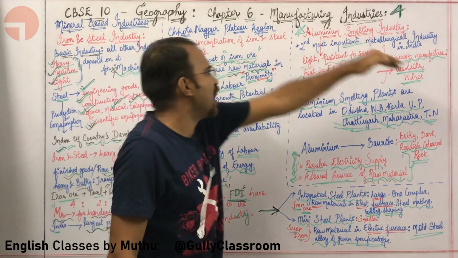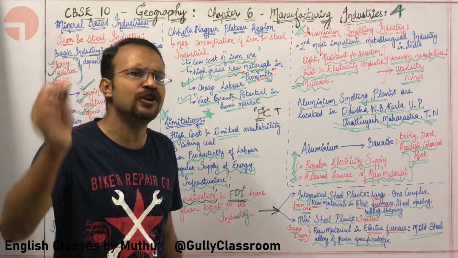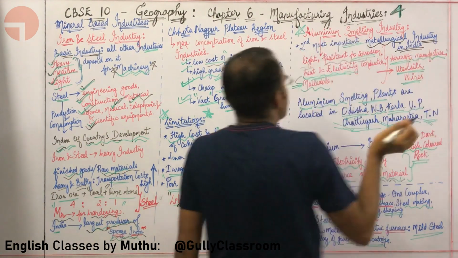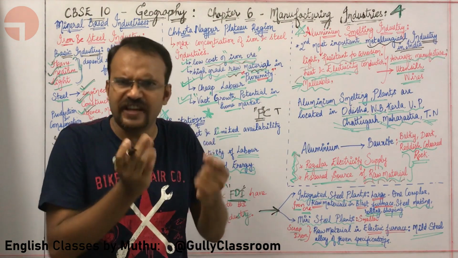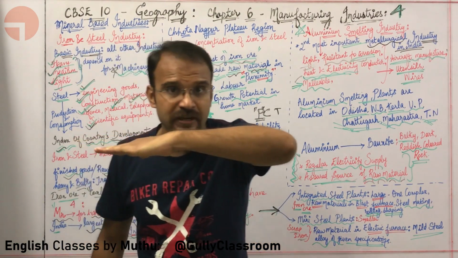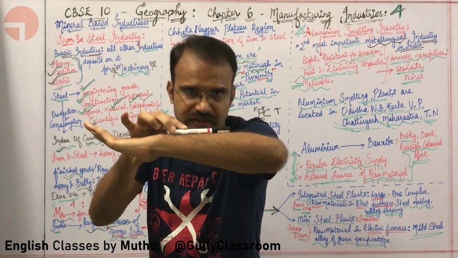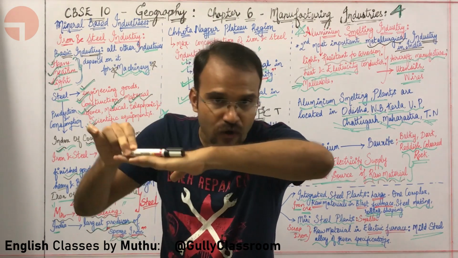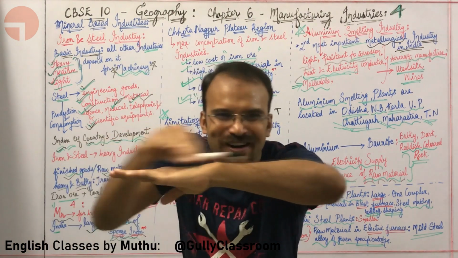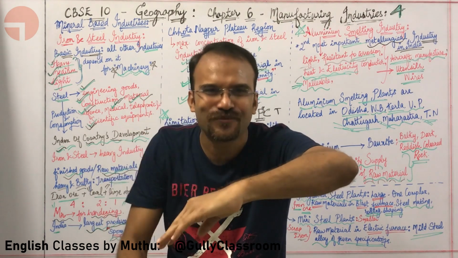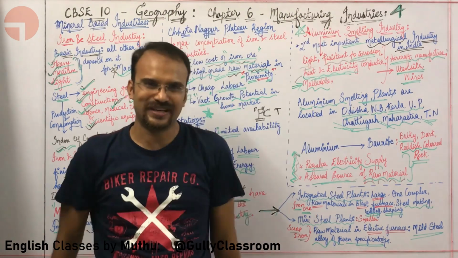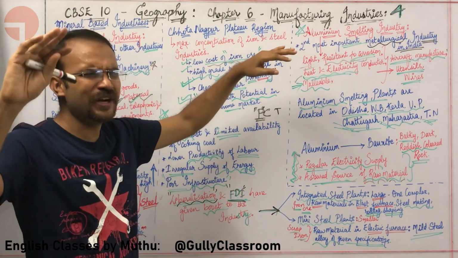What about the aluminium smelting industry? Aluminium is the second most important metallurgical industry in India. Why? Because aluminium is very light and resistant to corrosion. Why is aluminium resistant to corrosion? Aluminium forms an aluminium oxide layer. This oxide layer will protect the aluminium underneath from further corrosion. That's a point from chemistry.